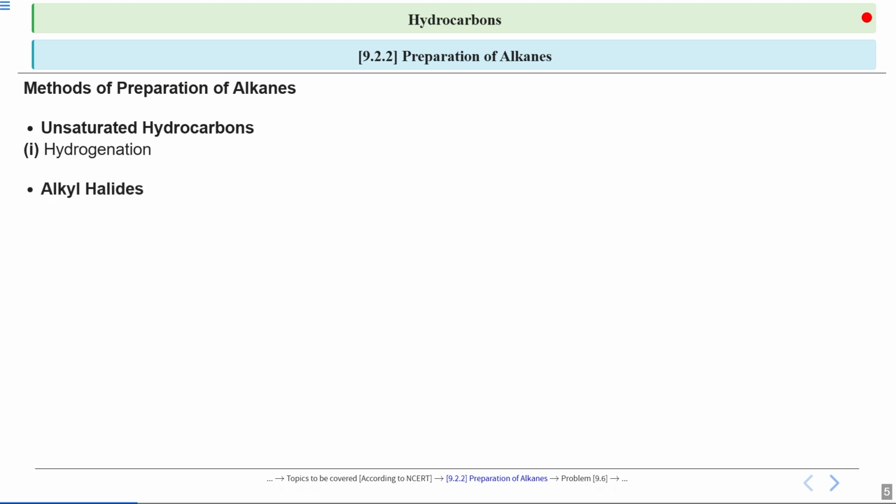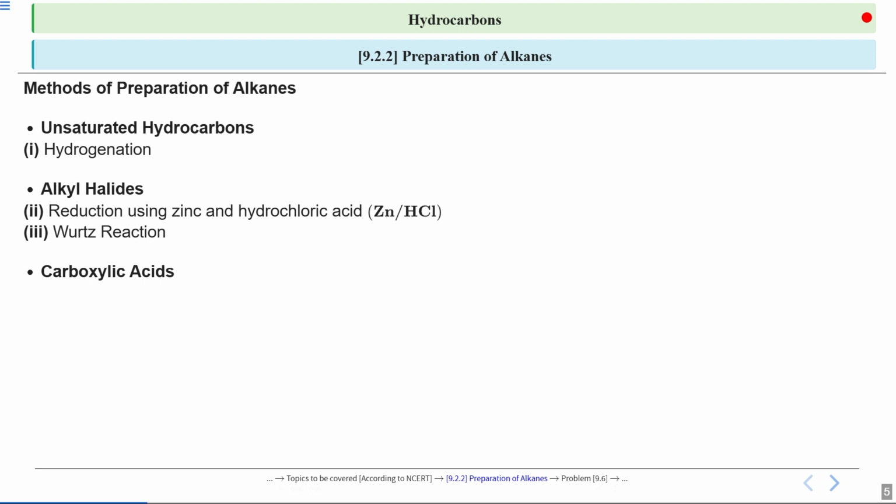Next, we have alkyl halides. These are compounds which are attached to a halogen atom, and they serve as a starting point for preparing alkanes through various reduction reactions. One such reduction method involves using zinc and hydrochloric acid, known as the zinc/HCl reduction. This method is effective in removing the halogen atom and replacing it with hydrogen, thus forming an alkane. Another important method is the Wurtz reaction. This involves coupling of two alkyl halides in the presence of sodium metal, resulting in the formation of a longer alkane chain. It is useful for synthesizing higher alkanes.